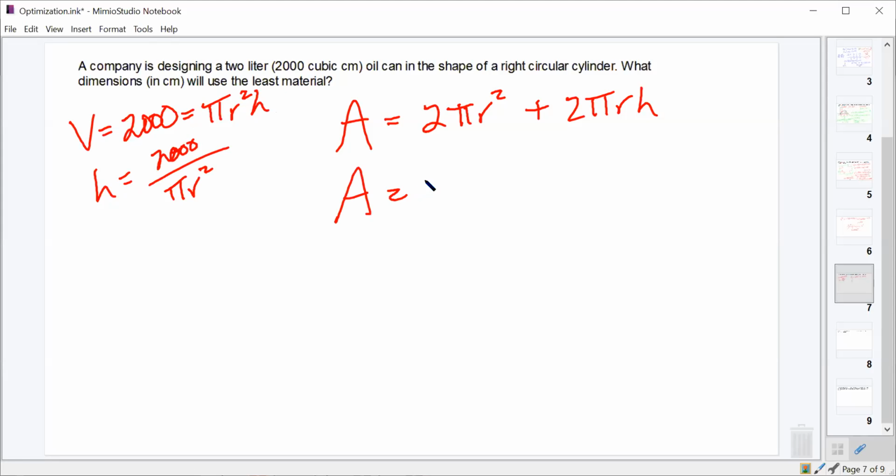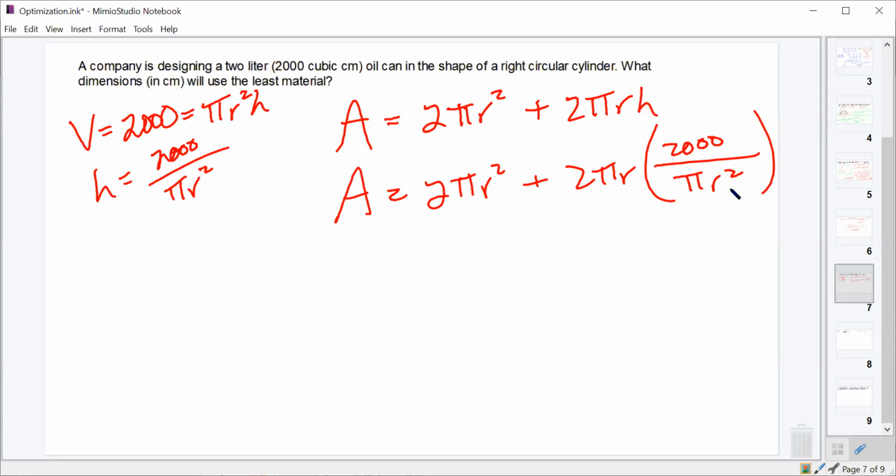So our new area function will be 2 pi r squared plus 2 pi r times 2,000 over pi r squared, which should simplify to 2 pi r squared plus 4,000 r to the -1. Pi's cancel, and r over r squared should be r to the -1. Everybody good with that being our final equation for area, or surface area, in terms of just r?